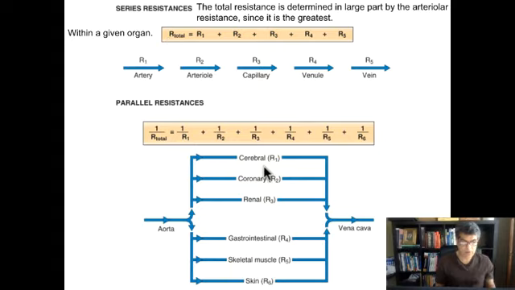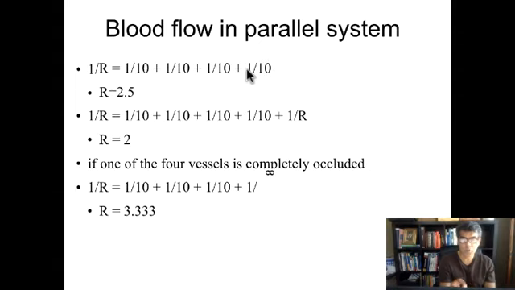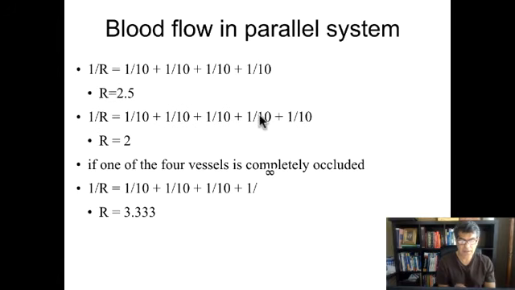But in the parallel system, let's say if you have 4 different vessels, each one with a resistance of 10, the total R would be 1 over 10 plus 1 over 10 plus 1 over 10 plus 1 over 10. So now, as you can see, my total R would be 2.5, which is much smaller than every individual resistance. Now, the beauty of the parallel system is, if you add another resistance to this parallel system, instead of 4, now we have 5 of them. Again, as you can see, the total resistance is going to decrease. By adding more resistance to the parallel system, the total resistance is going to go down.